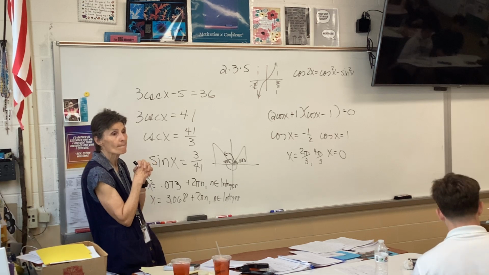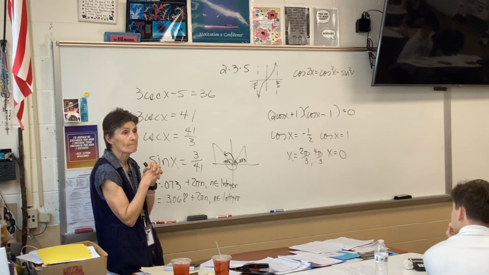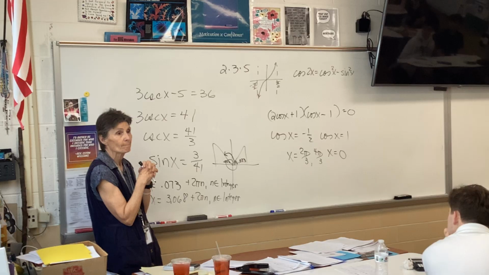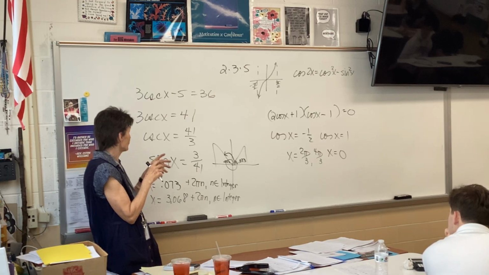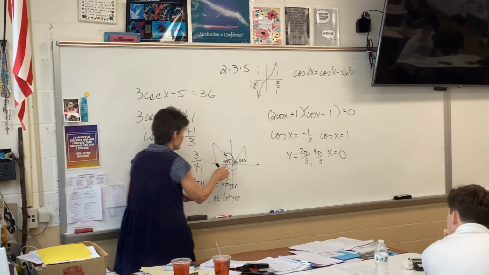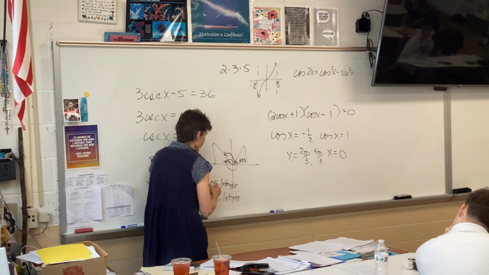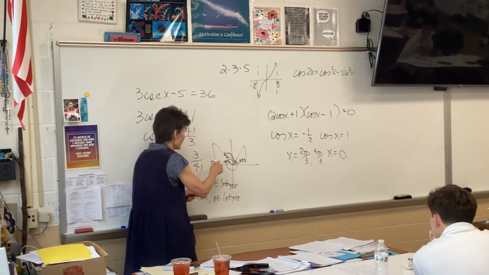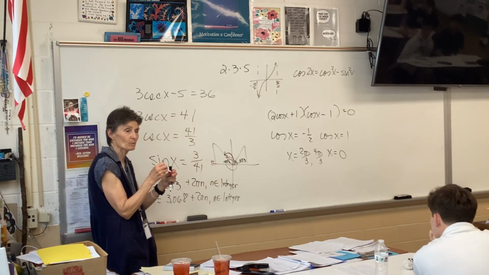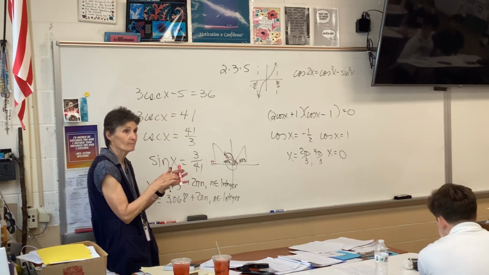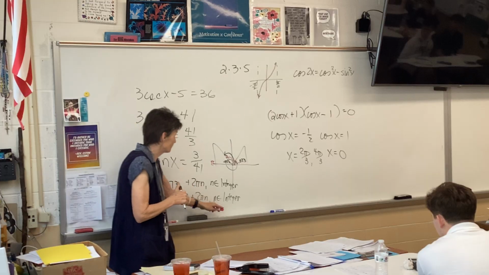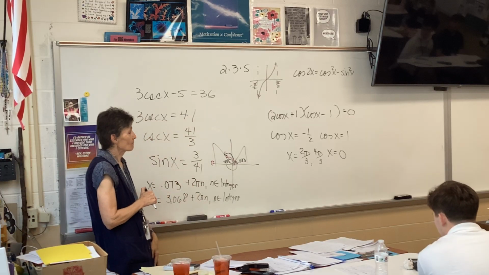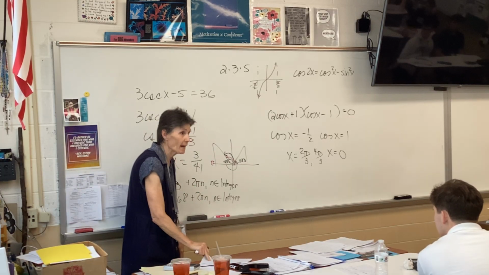Caitlin? In order to get the 3.068, you just added 2 pies. No. You want this angle right here. Yeah. This is pi. Oh. So it's pi minus 0.073. Right? All right, what else do we have?